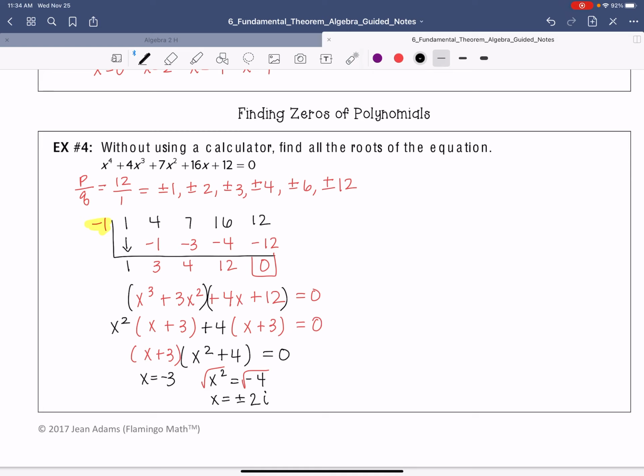Again, I have a total of 4 zeros, which we should have because this is a 4th degree polynomial. So let's list all those out. So we have negative 3, negative 1, negative 2i, and 2i. Again, knowing that those imaginaries always come in pairs. If you ever have an imaginary, it has a pair, its conjugate.